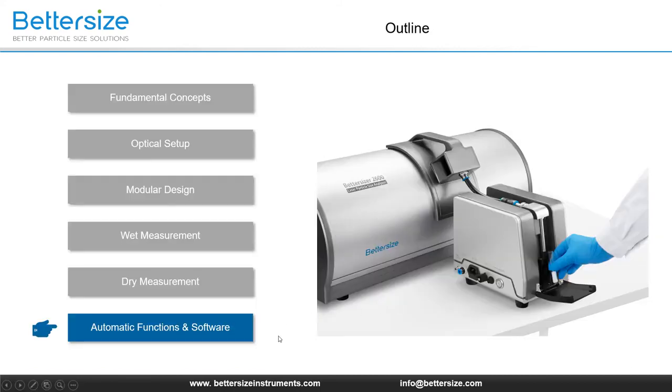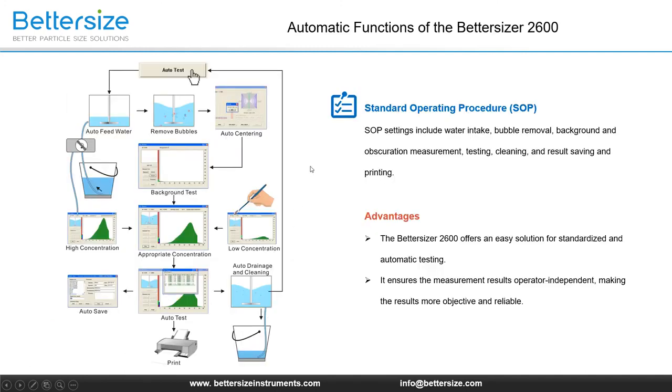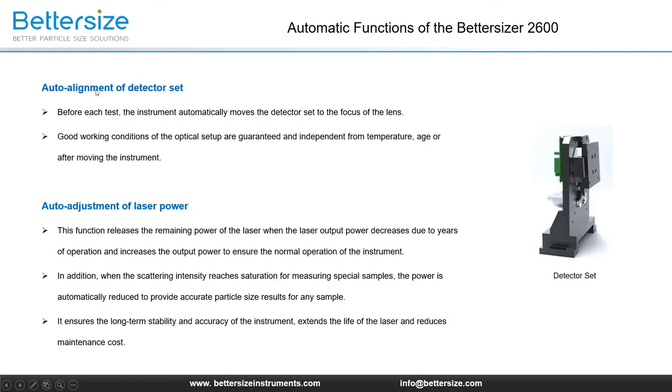The last section is the automatic functions and software. One of the automatic functions is SOP, Standard Operating Procedure. SOP is available in the Bettersizer 2600 to facilitate automated and standardized measurements, achieving operation with only one click in the software. Moreover, it reduces operators' workload, minimizes the errors caused by operators, and improves the accuracy and repeatability of measurement results. Auto-alignment of detector set, another feature of the Bettersizer 2600.